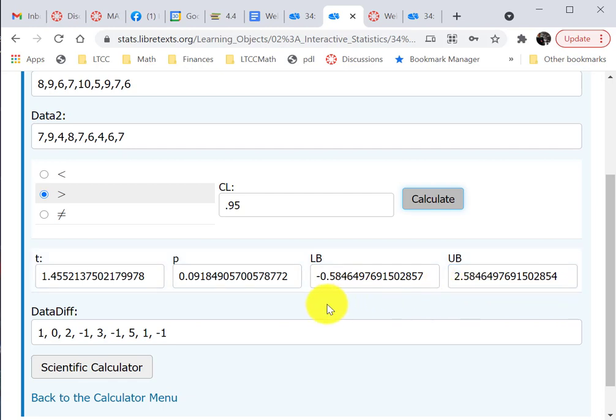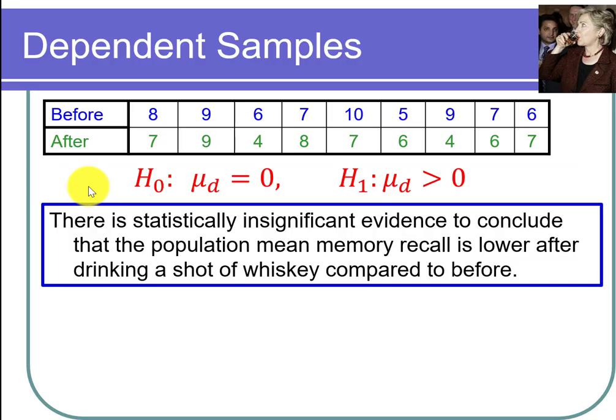So now we can go back and interpret what's going on. Notice if we want a 5% level of significance, 0.09 is too big. That means we're going to fail to reject the null hypothesis. So let's check it out. For the hypothesis test, we had a p-value that was too big. So there is statistically insignificant evidence to conclude that the population mean memory recall is lower after drinking a shot of whiskey compared to before, which is the same thing as higher before compared to after. Either way you say it, it means exactly the same thing.